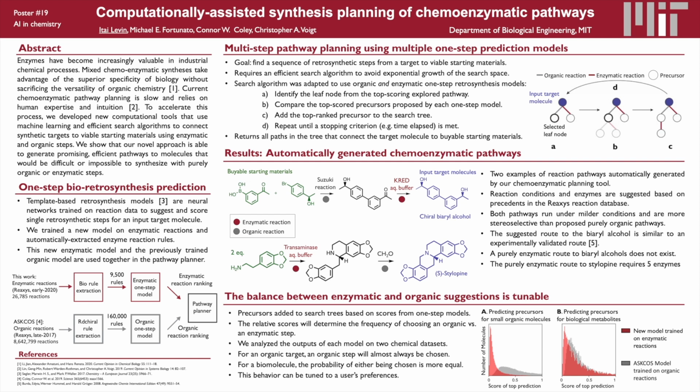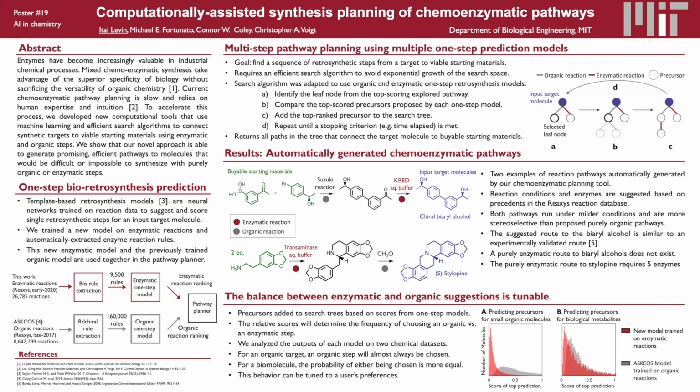Building off the ASCOS retrosynthesis platform, we developed new tools that are able to automatically suggest promising chemoenzymatic syntheses of input molecules. First, we trained a new one-step template-based retrosynthesis model that scores the possible enzymatic reactions to make a target molecule. We used this new enzymatic model alongside the previously trained ASCOS one-step model in a pathway search algorithm that automatically discovers synthesis plans that use enzymatic and organic steps.